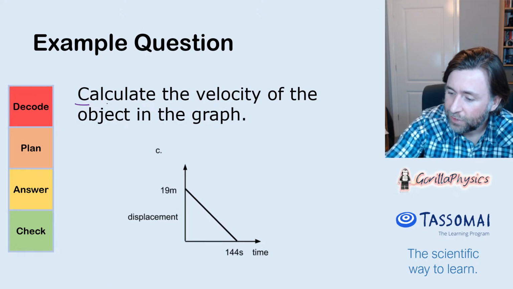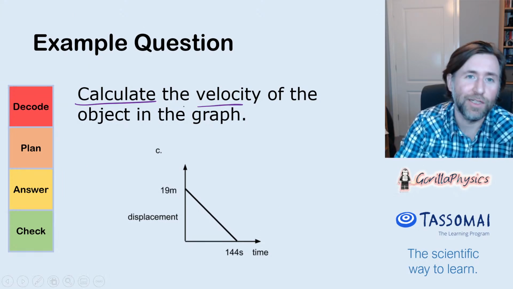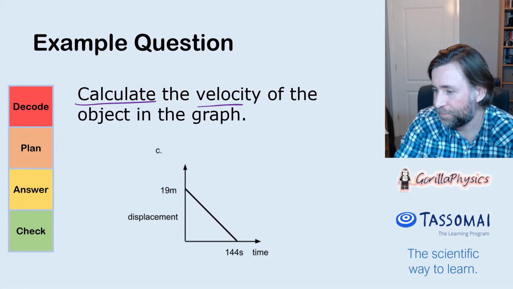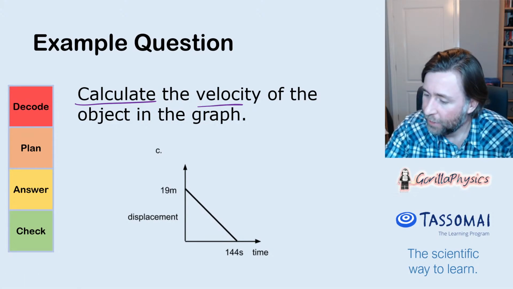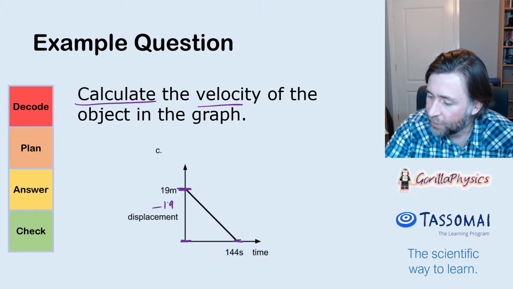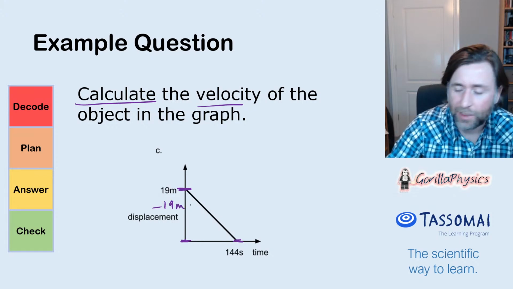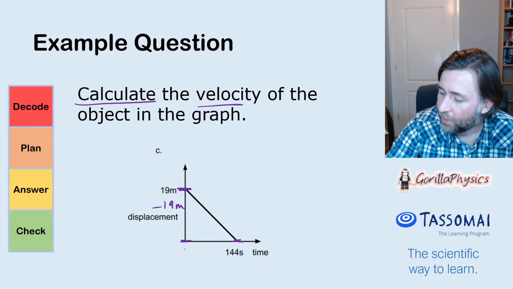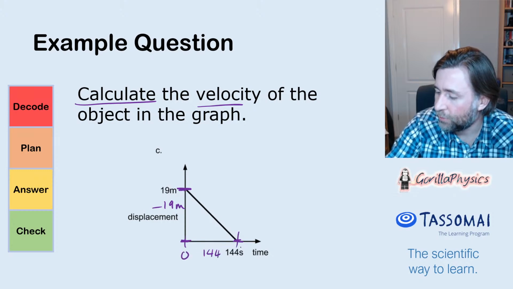Calculate the velocity, which means direction matters. It's speed with a given direction. It's a vector of the object in the graph. So the displacement, the change in position, if you like, is 19 down to 0. So it's actually a minus 19 meter change in position. And the time is 144 seconds. It started at 0, it's gone all the way to 144.